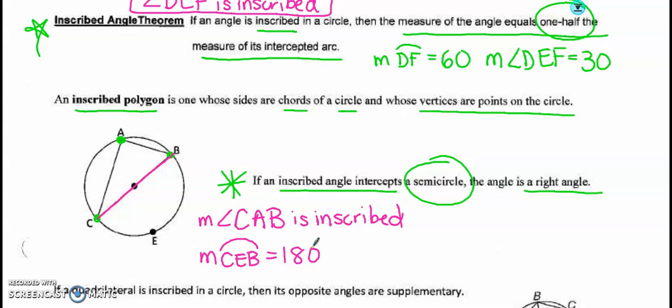So it says every time you have an inscribed angle intercepting a semicircle, the angle is a right angle. So this means the measure of angle CAB equals 90. I'll say that again. CAB is inscribed. It touches arc CEB, which is 180. So anytime an inscribed angle intercepts a semicircle, it makes a right angle.